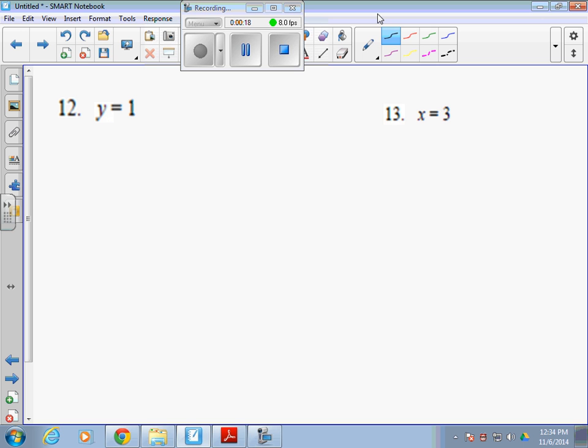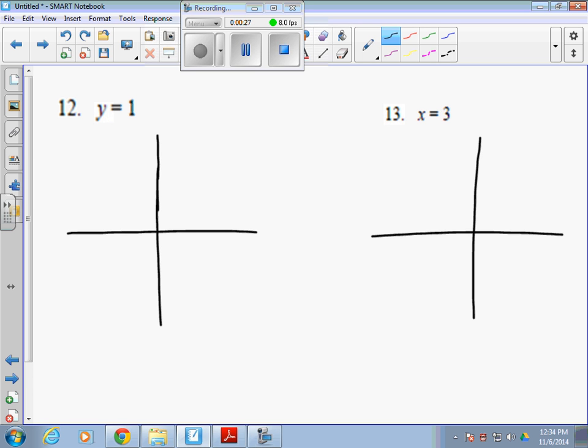Notice they both only have one variable that they're describing. So they're both either going to be horizontal lines or they're going to be vertical lines. You're not going to have diagonal lines in this case. For number 12, it says y is equal to 1.